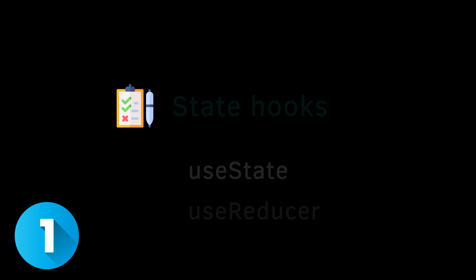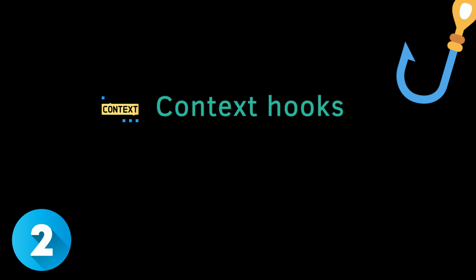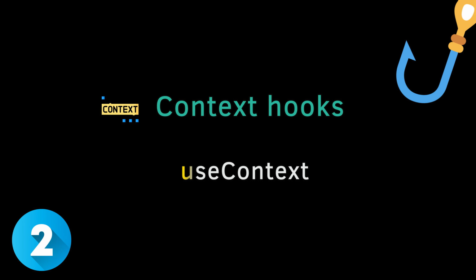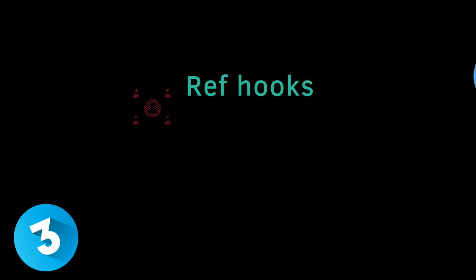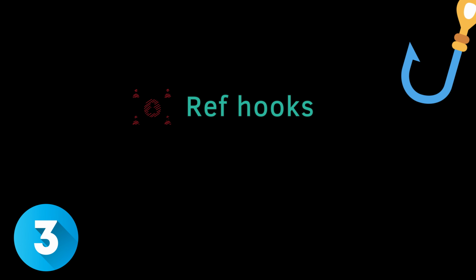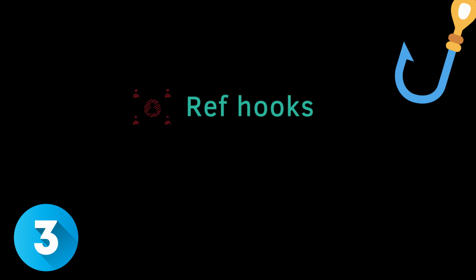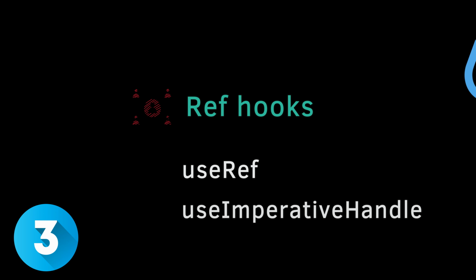Second, we have context hooks. Context hooks are used to receive information from distant parent components without passing it as props. One of the examples for context hooks is useContext. And apart from that, third, we have ref hooks. Ref hooks let a component hold some information not used for rendering, like a DOM node or timeout ID. They are commonly used when working with non-React systems, such as the built-in browser APIs. The examples for ref hooks are useRef and useImperativeHandle.